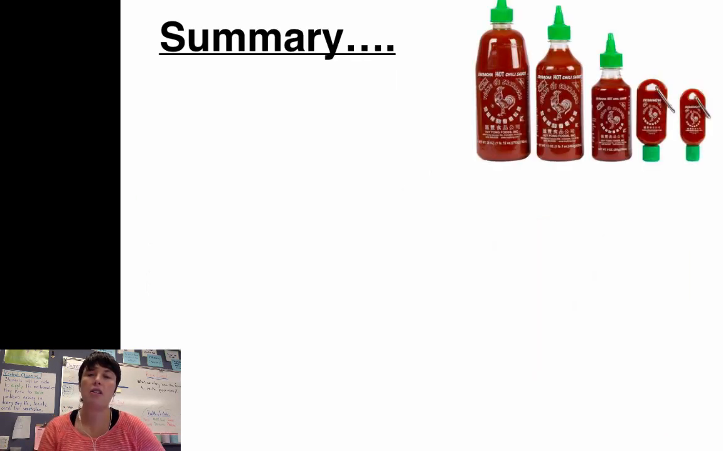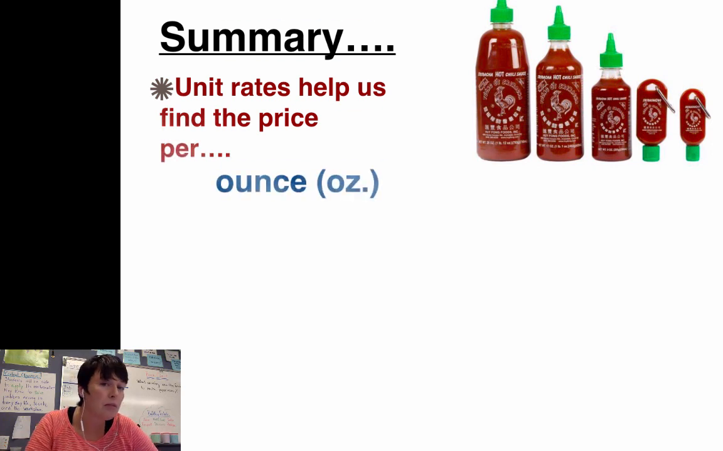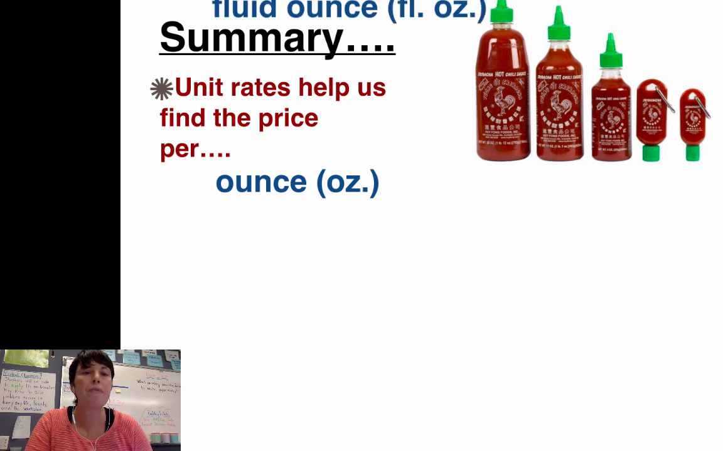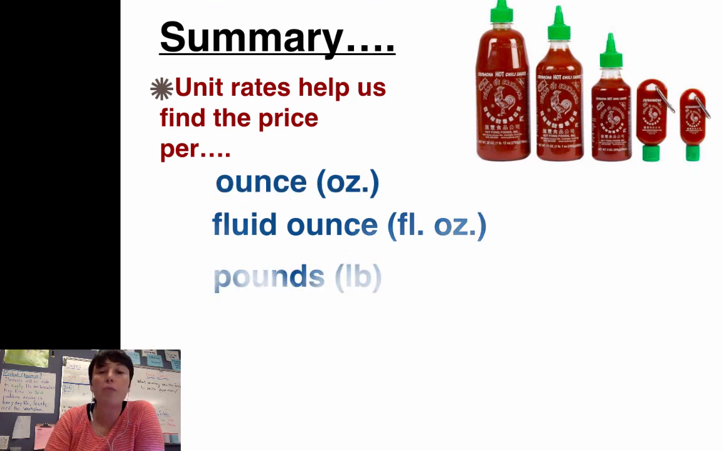So to summarize our video, at the end of your notes today, I want you to write a quick summary. And here is our main idea today. Unit rates help us find the price per something. Unit rates help us find the price per ounce, which we denote as OZ, if you've noticed that on the packaging. They help us find the price per fluid ounce. So like if you're buying a can of soda, soda is measured in what we call fluid ounces because it's a fluid. Or the price per pound.